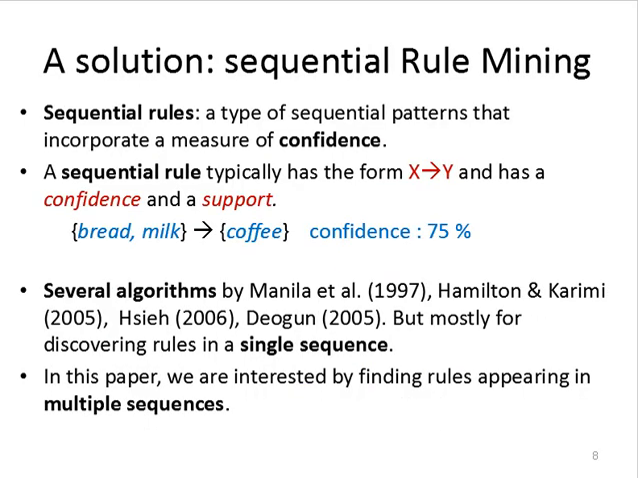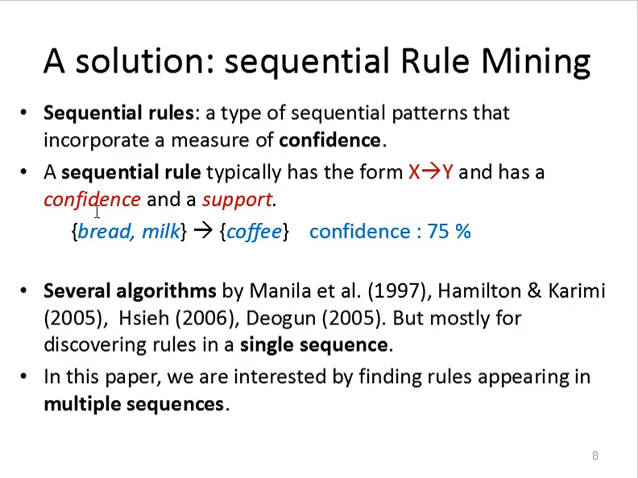So a solution that was proposed is called sequential rule mining. That means instead of finding the sequential patterns, we want to find some patterns also with the time or the sequential order, but in the form of a rule. What we call a sequential rule is a type of sequential pattern that has a measure of confidence. A rule will have the form X implies Y, X arrow Y. That means if you have X, it will be followed by Y, okay?